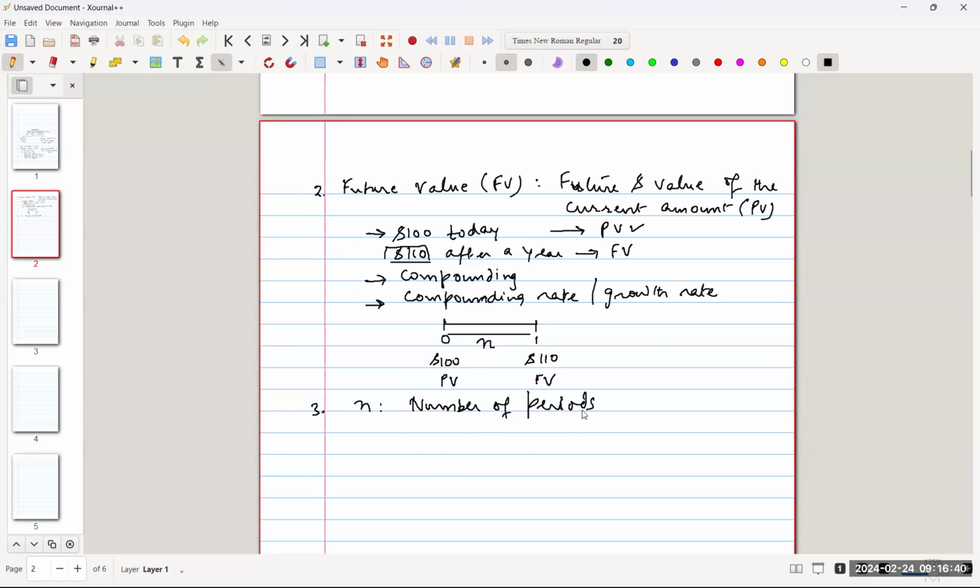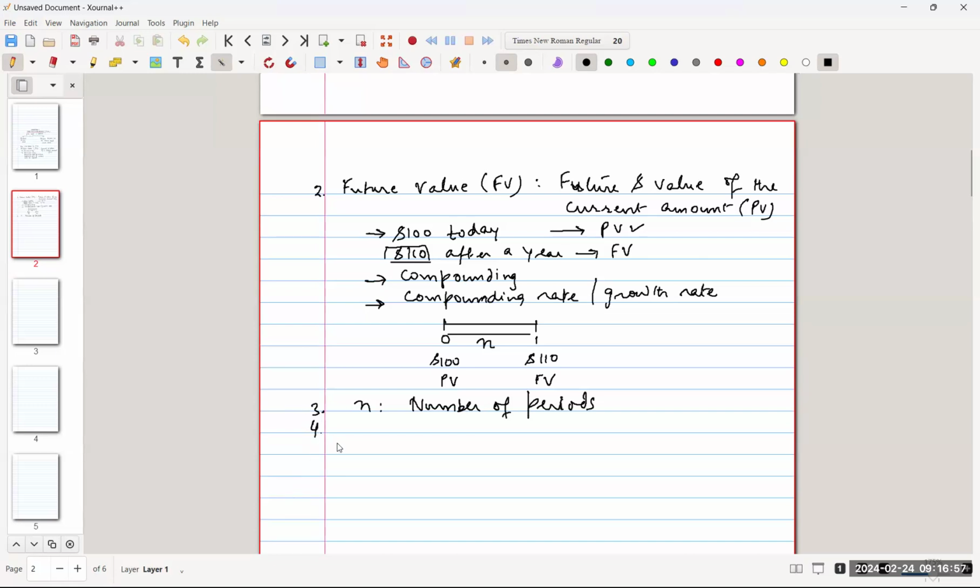Note that I haven't said number of years, because the definition of a period could be either a month, or it could be a quarter, or it could be a semi-annual period. Or if in case we are talking about an annual period, then we will say number of years. So it depends how we are defining the length of time.